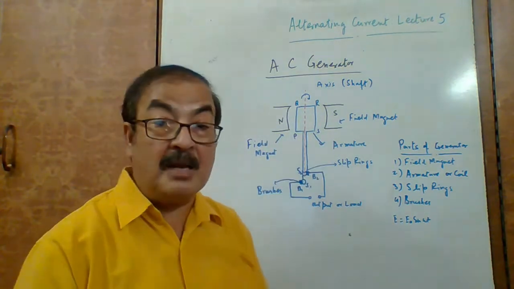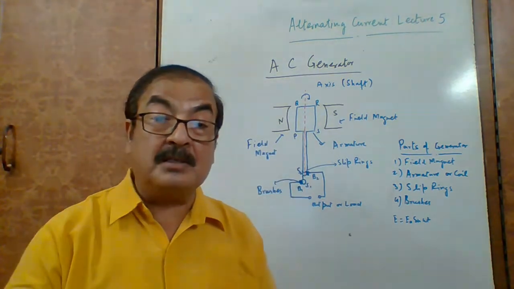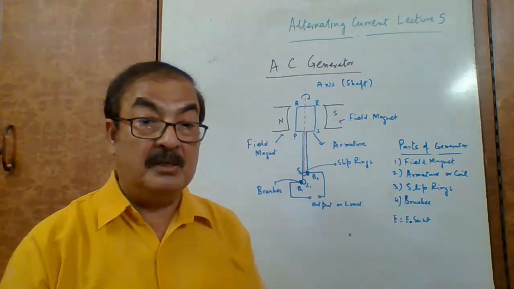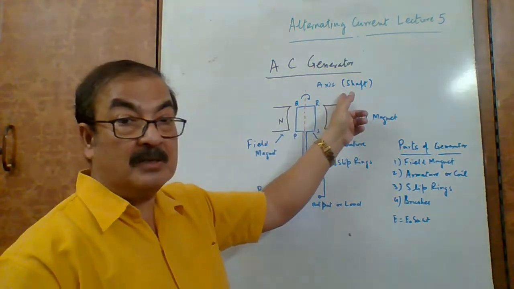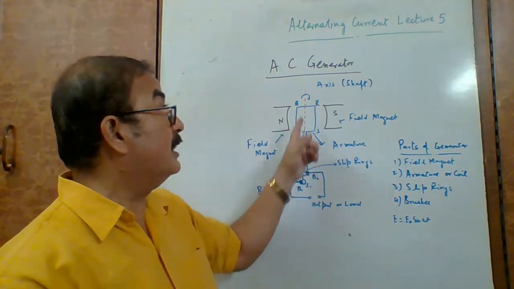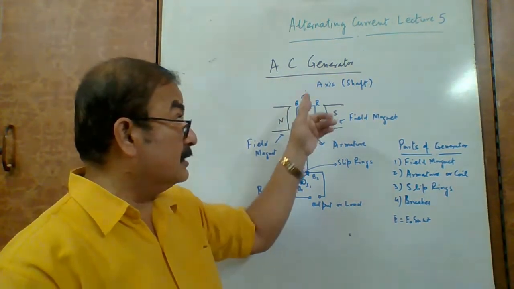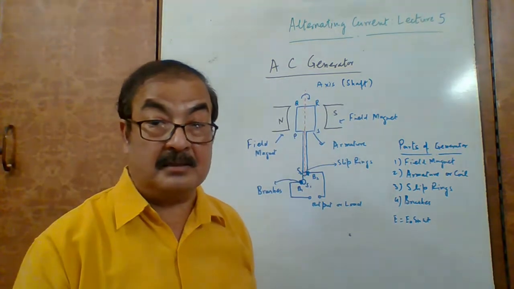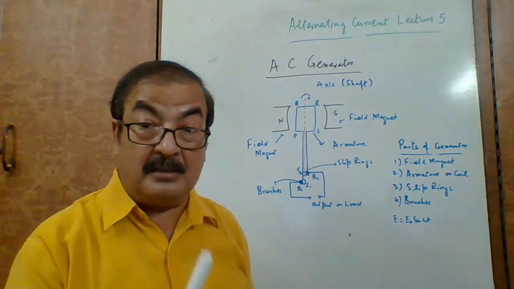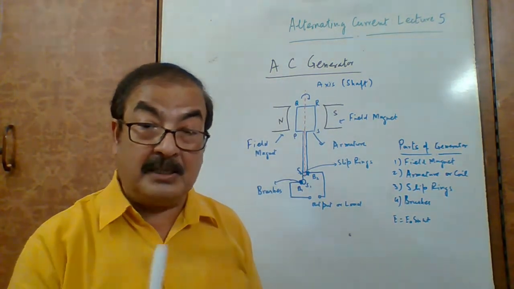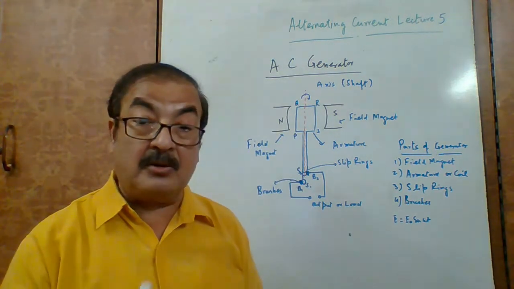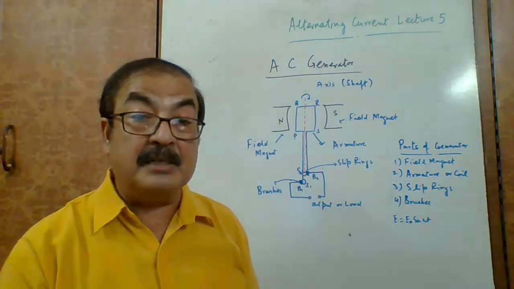there is always an axis, or what we call a shaft. There is an axis or shaft. You can see this dotted line is the actual axis of the coil. This is connected to a shaft, that is the axis, or a rigid rod by which it can be rotated.